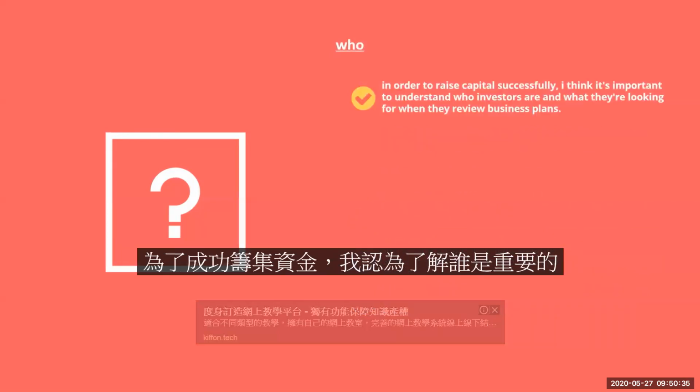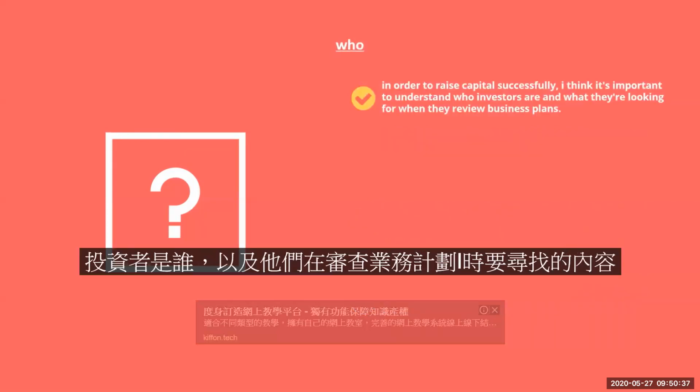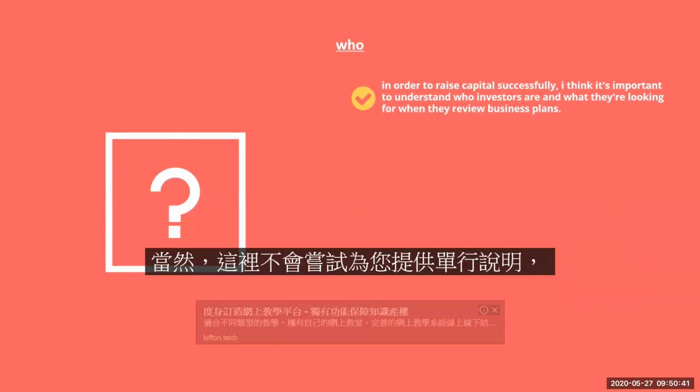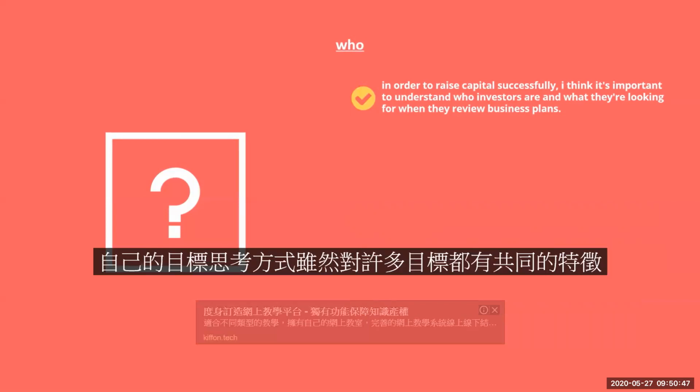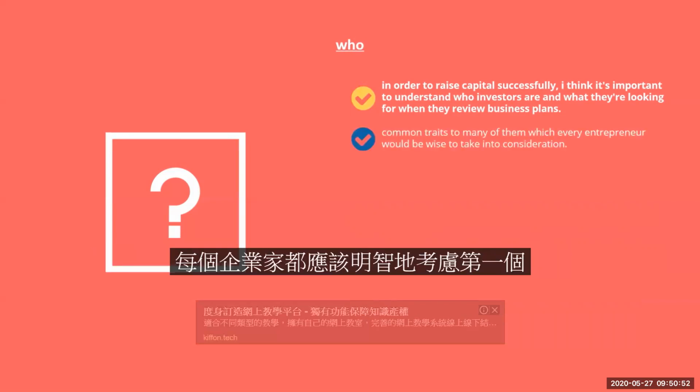In order to raise capital successfully, I think it's important to understand who investors are and what they're looking for when they review business plans. I, of course, won't be trying here to give you a one-line description that will cover all the types of investors, given that each person is unique and has his or her own objectives and way of thinking. There are, though, common traits to many of them, which every entrepreneur would be wise to take into consideration.